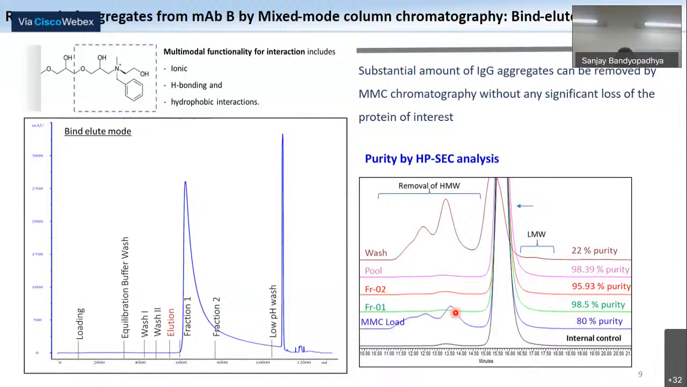then we find that here you can see fraction one by HPSEC analysis, the purity increased very significantly from 80% to 98.5%, while removing the excess aggregates or high molecular weight species, either in the later fraction or in a separate wash post-elution, as is indicated with this peak. You can see this peak fraction shows such a high level of aggregation. So this differential separation helps you to have a fairly pure protein, which can be used for therapeutic purpose.